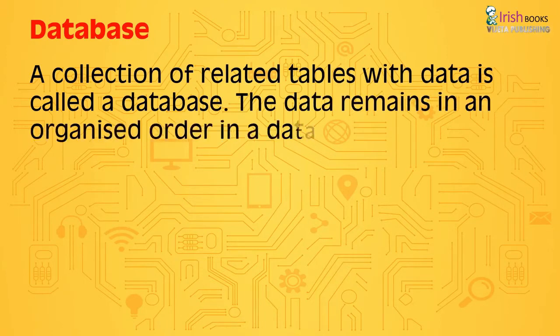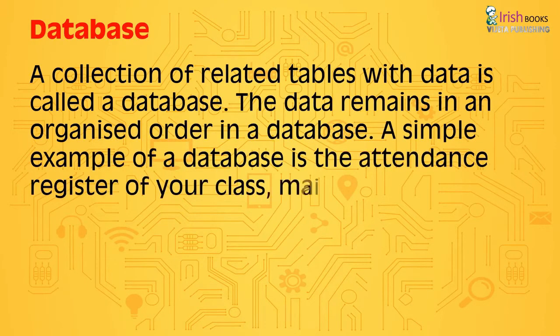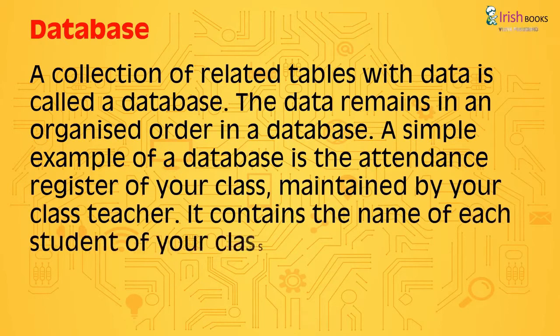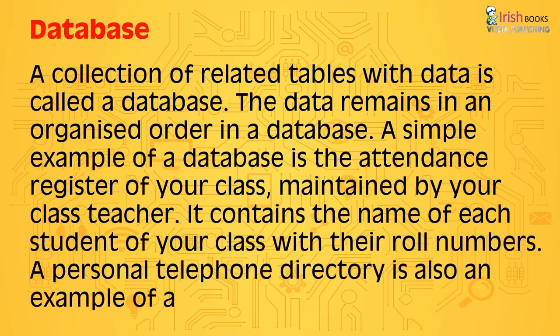Database. A collection of related tables with data is called a database. The data remains in an organized order in a database. A simple example of a database is the attendance register of your class maintained by your class teacher. It contains the name of each student of your class with their roll numbers. A personal telephone directory is also an example of a simple database.